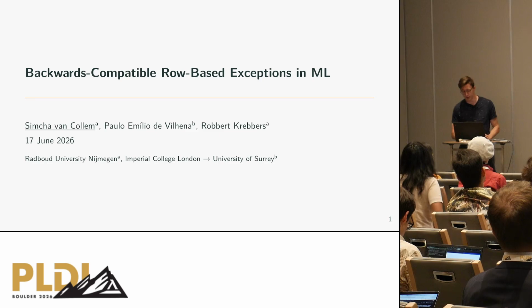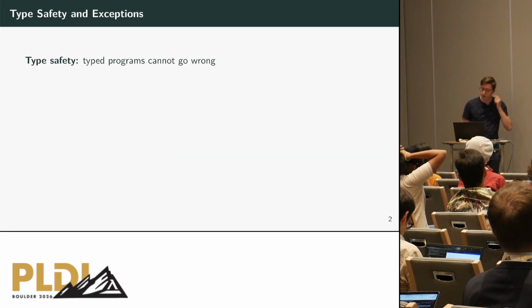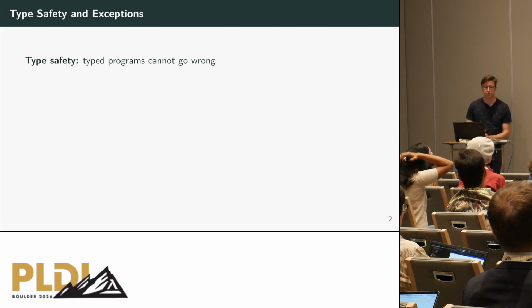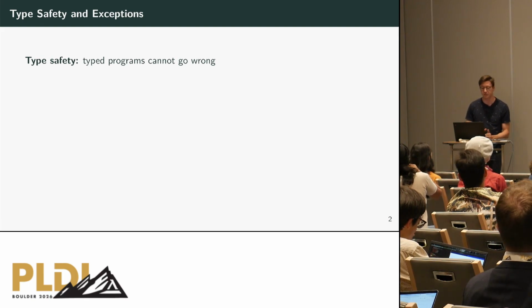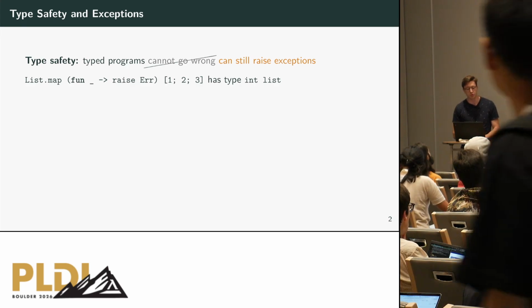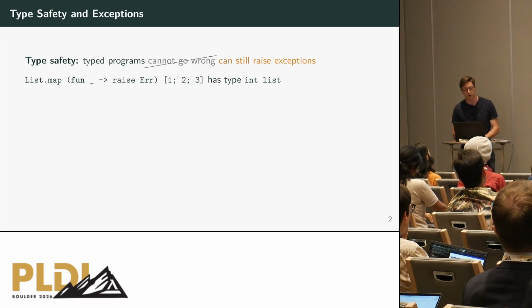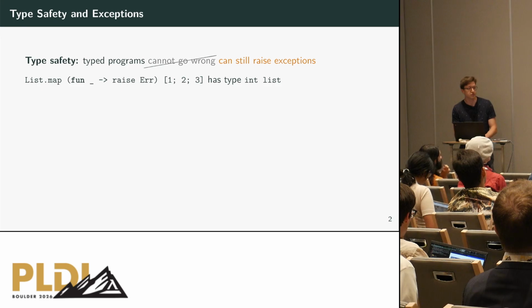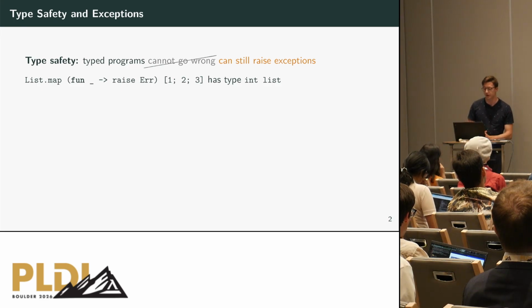All right, thank you. So I want to start with looking at type safety in the presence of exceptions. Normally type safety says that typed programs cannot go wrong. But in the case of exceptions, it's a little bit more subtle. For example, we have the following program, which maps over a list of integers and always raises an exception. And then its type says that it is a list of integers, but there's no information in this type displaying the fact that this program raises an exception.